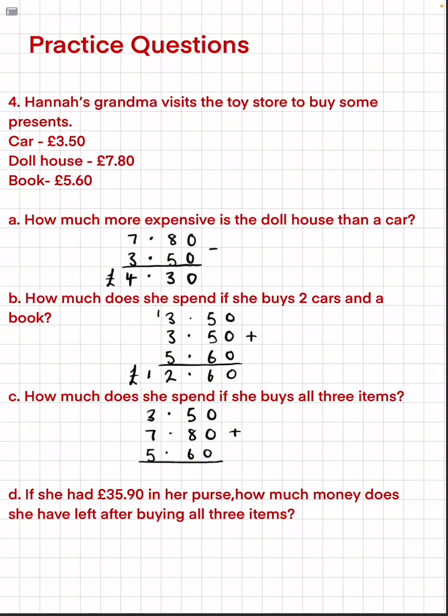0 add 0 add 0 is 0. 5 add 8 add 6 is 19. We put the 9 down, carry the 1. Remember to put the decimal point down. 3 add 7 add 5 add 1 is 16. So the answer is £16.90.